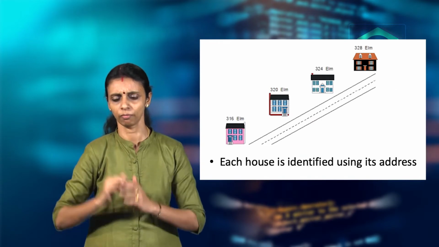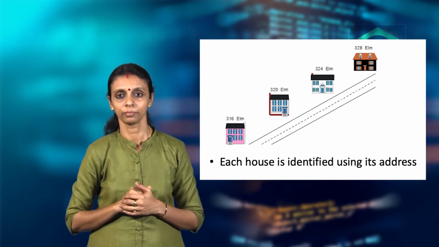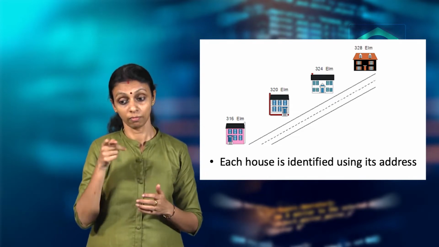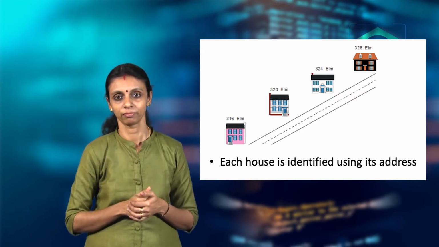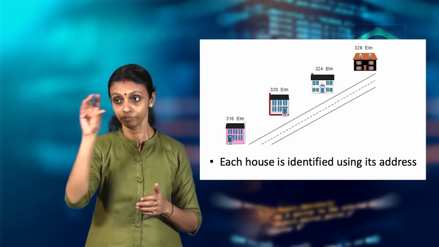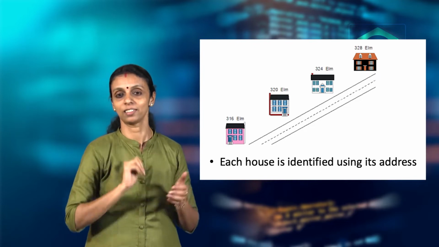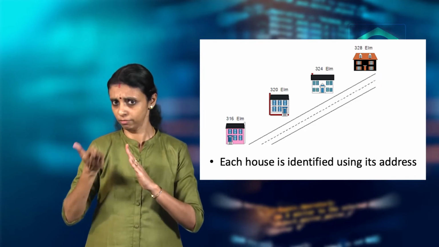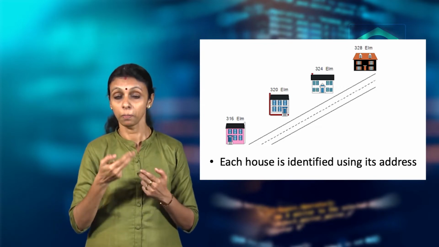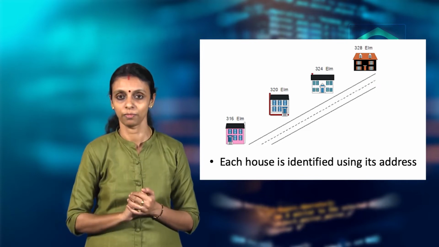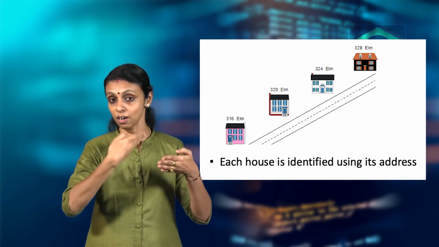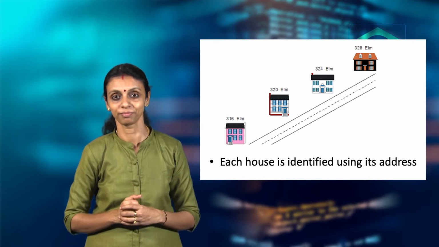Consider a street. There are many houses. How will we identify a particular house? By its address. Similarly, the memory locations also have addresses. The person who stays in the house changes, but the address does not change. Similarly, what we store in variables changes, but its address does not change.